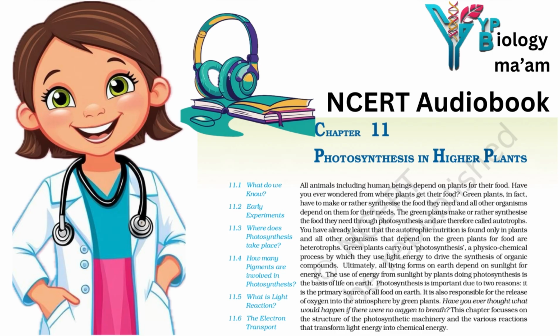Chlorophyll A, that is bright or blue-green in the chromatogram, chlorophyll B, that is yellow-green, xanthophylls, that is yellow, and carotenoids, that is yellow to yellow-orange. Let us now see what roles various pigments play in photosynthesis.